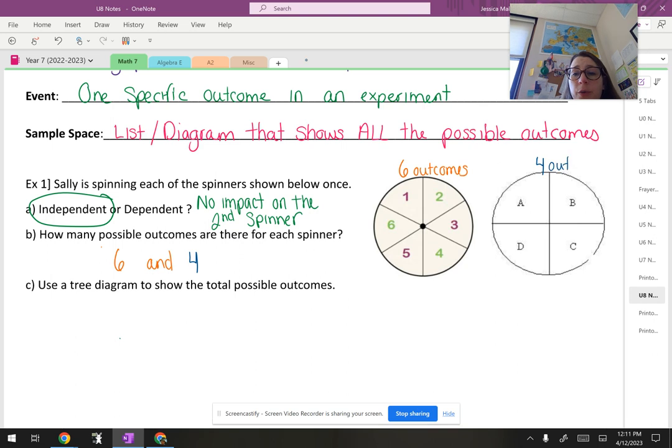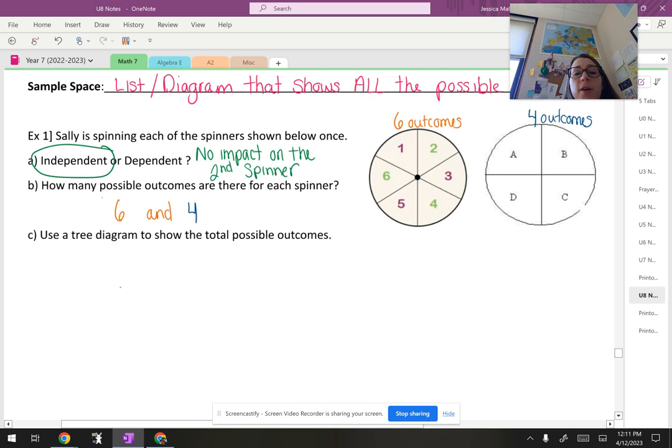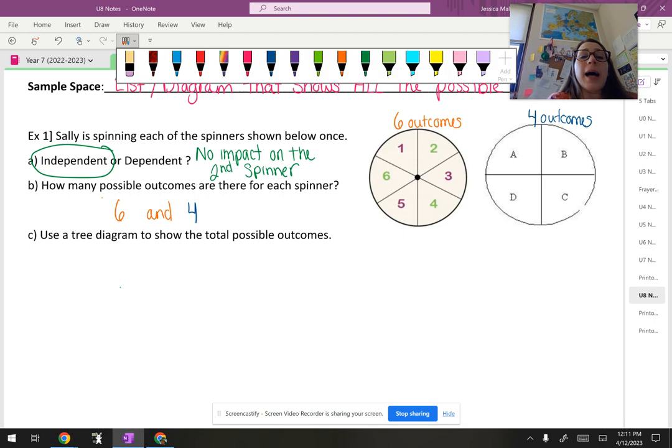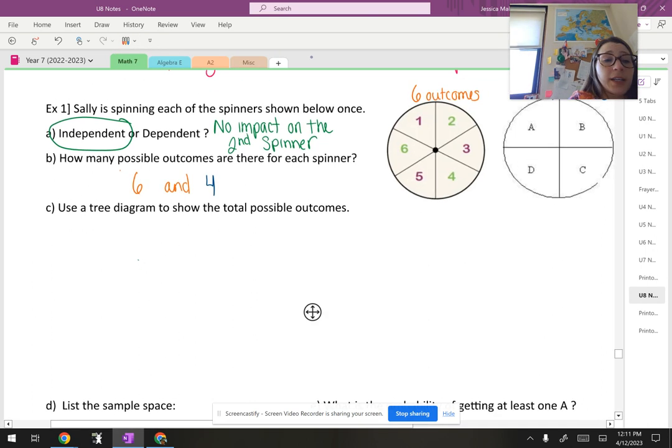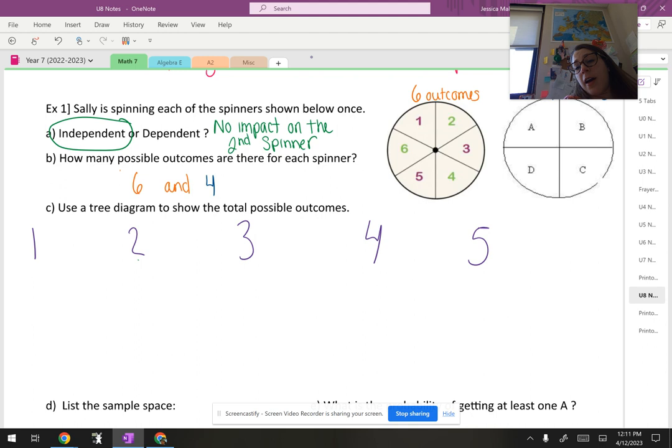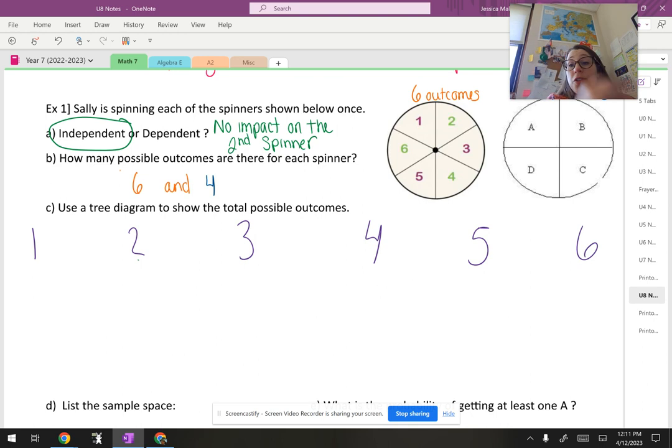So now we're going to use a tree diagram to show the possible outcomes of both of these events happening. So first thing I'm doing is spinning the first spinner. My possible outcomes when I spin that first spinner are either I could get a 1, a 2, a 3, a 4, a 5, or I can get a 6. Those are the 6 possible choices when I spin that first spinner. One of those 6 things is totally happening.